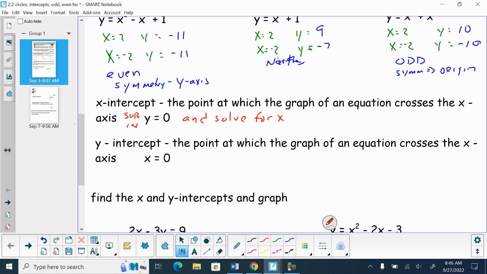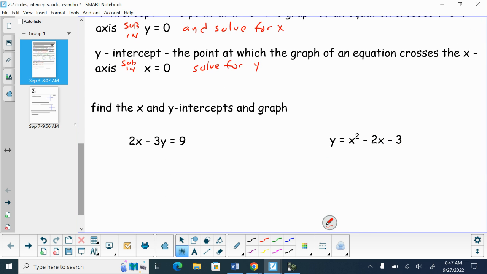And solve for x. To find your y-intercept, you sub in x equals 0 and solve for y. So you sub in your values, 0 for x and y, which makes the equations a lot easier to work with, because when I have to throw zeros in there, I just cancel out terms.